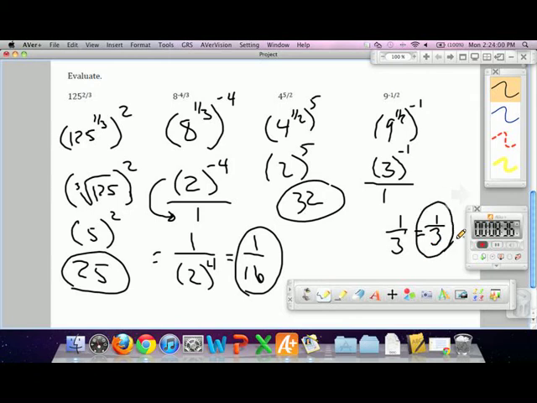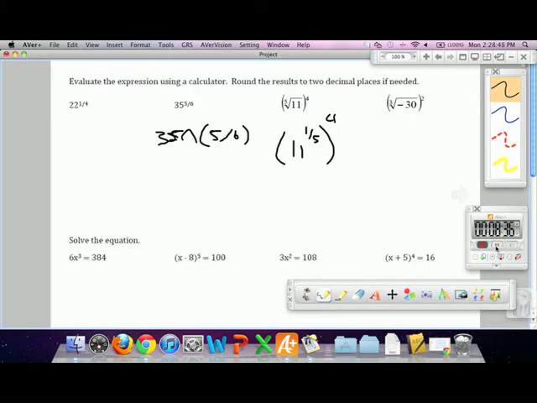This radical can be rewritten with a fraction exponent as 11 to the 4/5 power. And now you can use your calculator. 11 to the 4/5 and get an answer. You can do the same here.